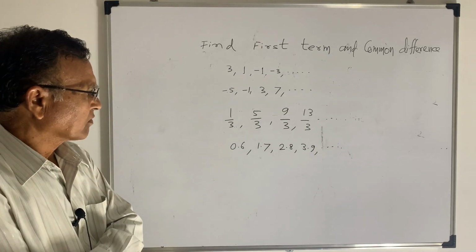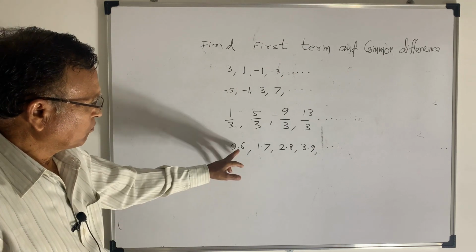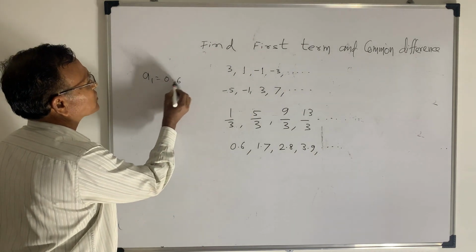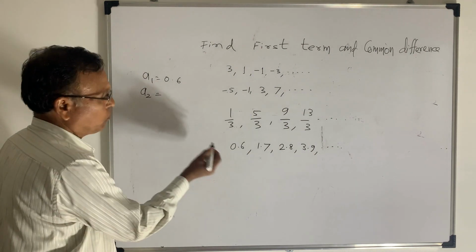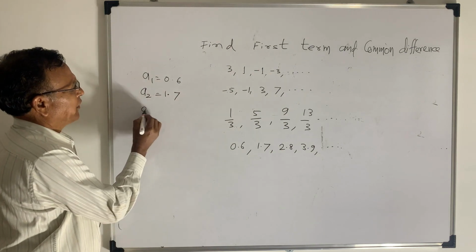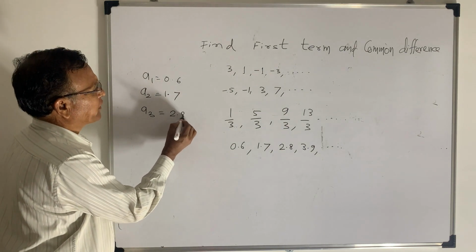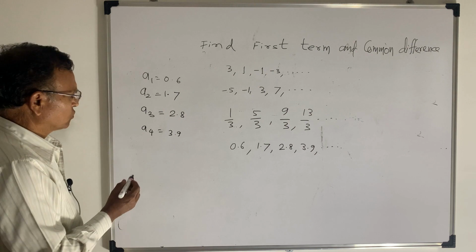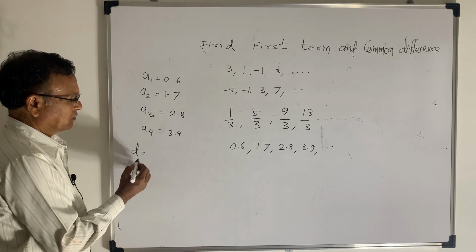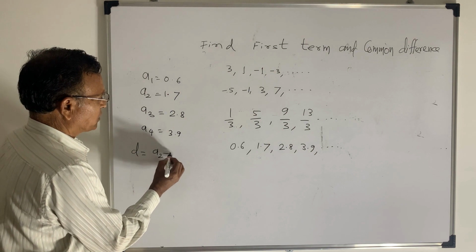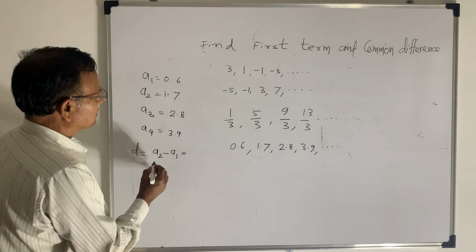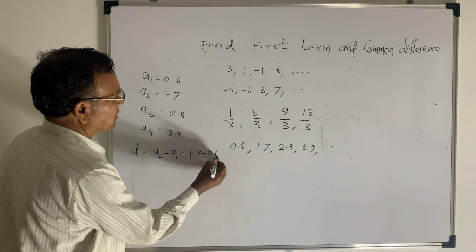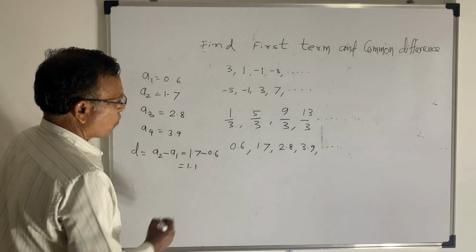अब इसमें 0.6 फर्स्ट टर्म है, a1 is 0.6, a2 is 1.7, a3 is 2.8, a4 is 3.9. So common difference D, that is a2 minus a1, that is equal to 1.7 minus 0.6, that is 1.1.